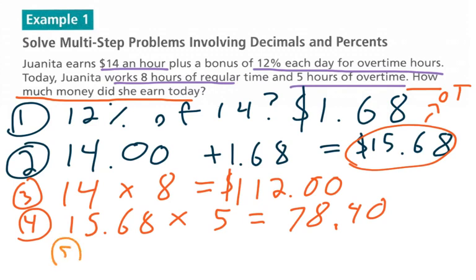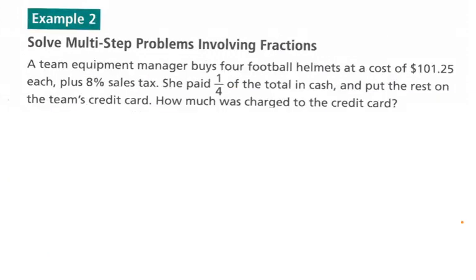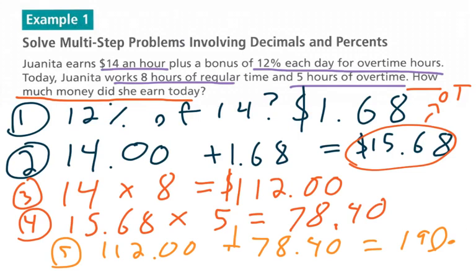So our last step is to add these together. So $112 plus $78.40 gives us what? So she is getting $190 and 40 cents. So how much money did she earn today? She earned $190.40.